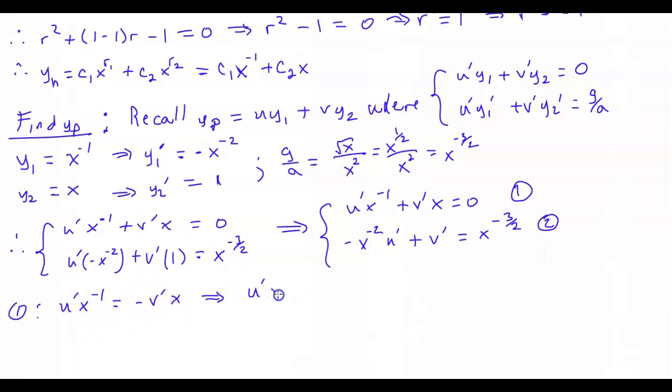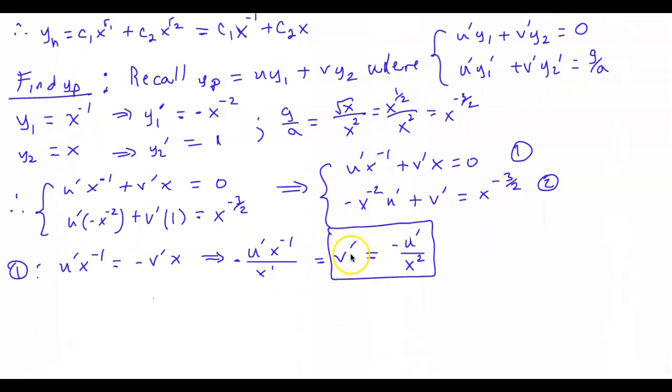So it'll be u prime x raised to the negative 1 over x, which is the same as x raised to the positive 1. Put the minus sign over here, and that's equal to v prime. So this would essentially be a negative u prime over x squared. This is what v prime would be. Now that we know what v prime is, we can solve for u prime, and of course we're going to use the second equation to do that.